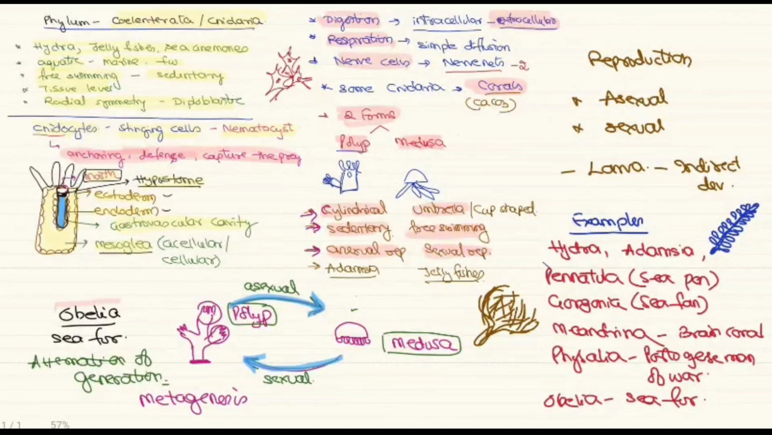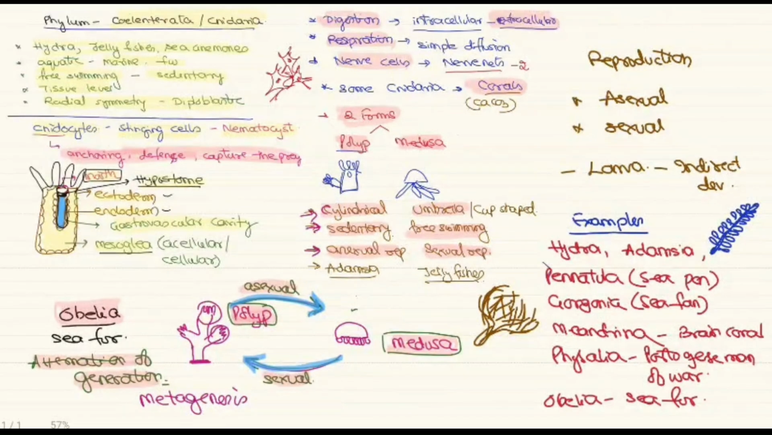Some special cases are there like Obelia, the zephyr. The zephyr occurs in two forms, dimorphic. That is, it is a polyp, undergoes asexual reproduction to produce a medusoid stage. This medusa undergoes sexual reproduction to produce the polyp. So they have alternation of generation, also called as metagenesis.